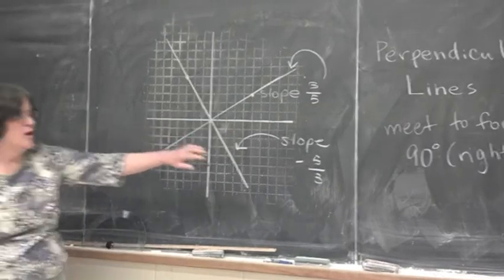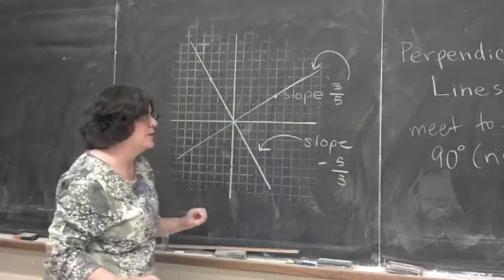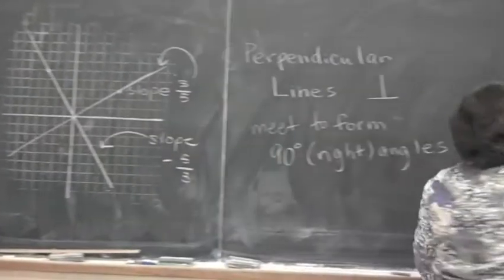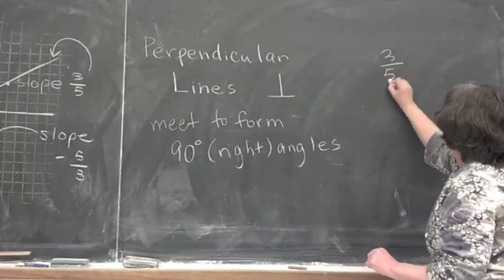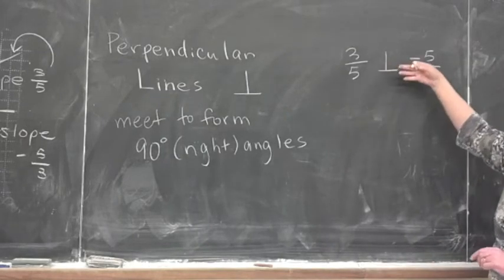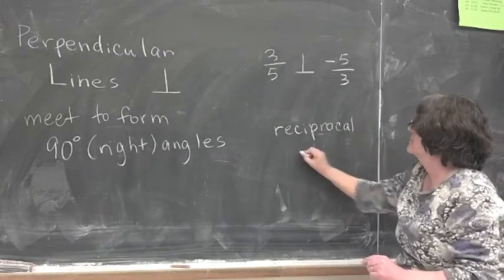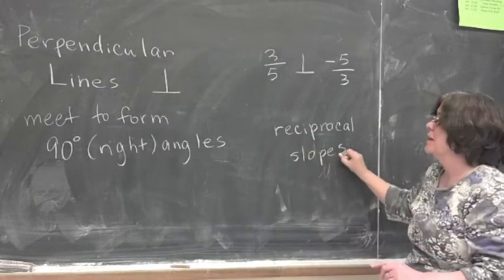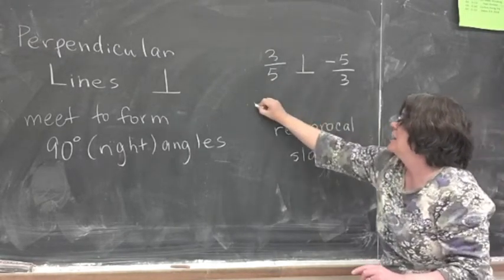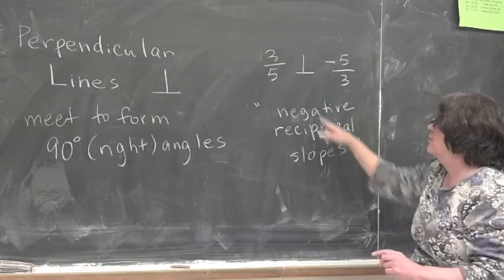Now, I'm sure you noticed this. We've got a 3 and a 5, a 5 and a 3. It turns out this will always happen with perpendicular lines' slopes. You're going to have the same numbers. 3/5 is going to be perpendicular to negative 5/3. They're turned over, so they're reciprocals. And I bet you noticed something else. One of them's positive and one of them's negative. So we say that perpendicular lines have negative reciprocal slopes.